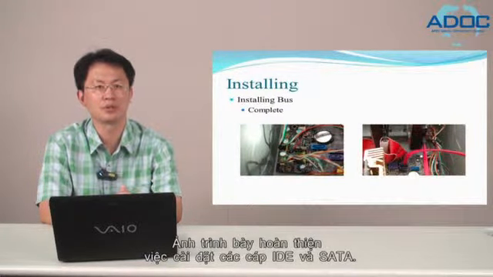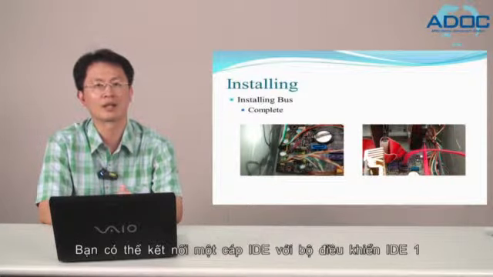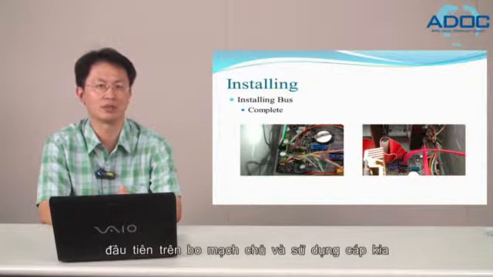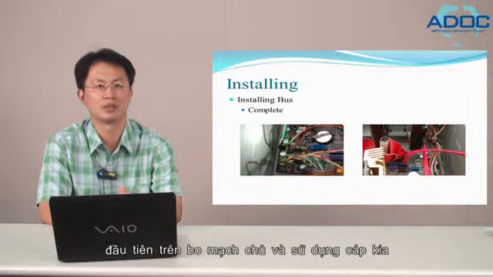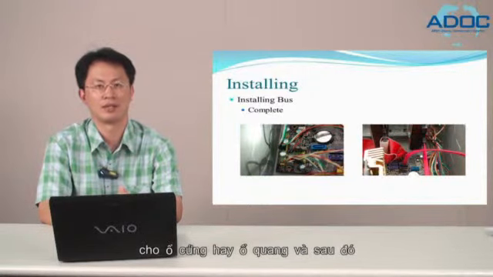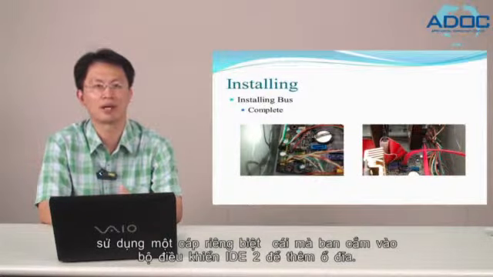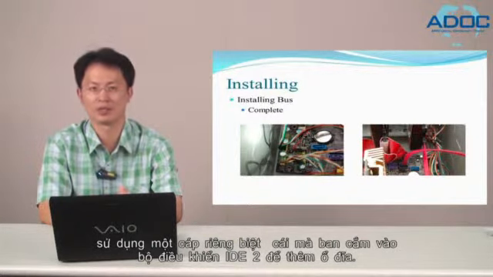And the picture shows the completed IDE and serial ATA buses installations. You can connect 1 IDE cable to the primary IDE 1 controller on the motherboard and use that cable for the hard drive or optical drive, and then use a separate cable that you plug into the IDE 2 controller for additional drives.